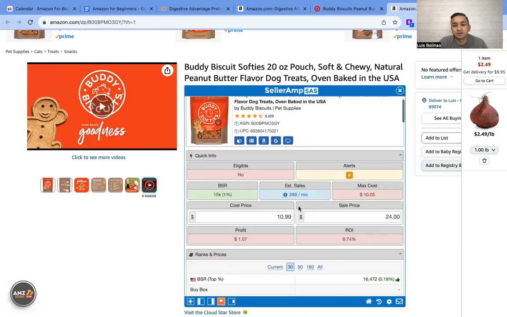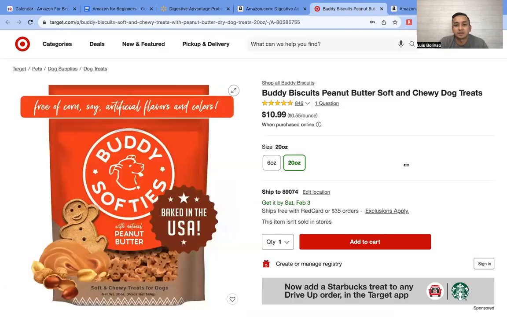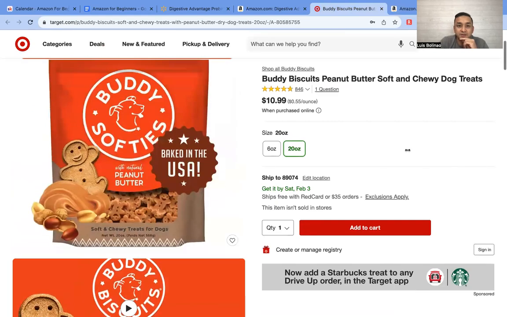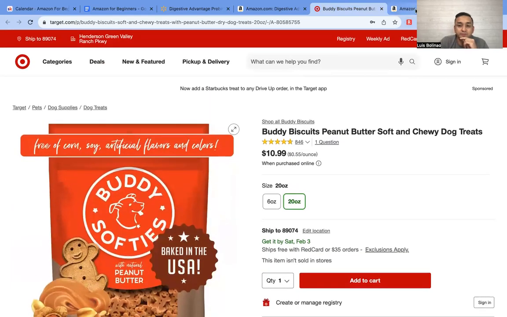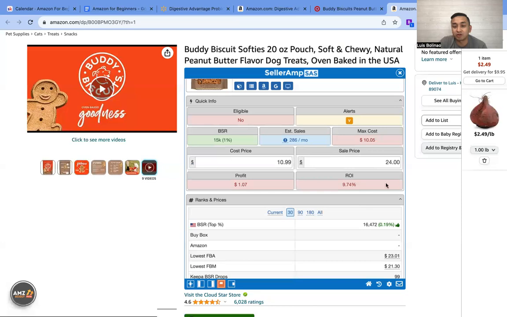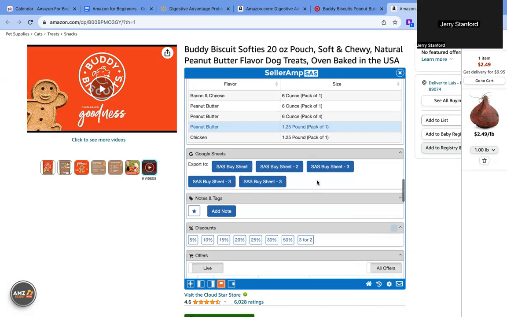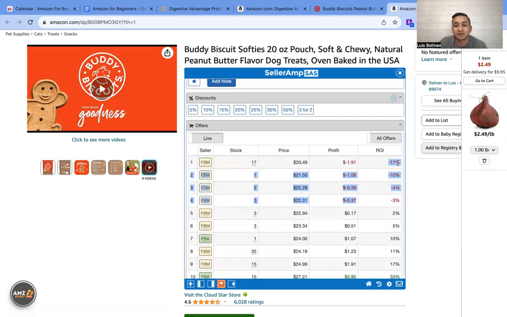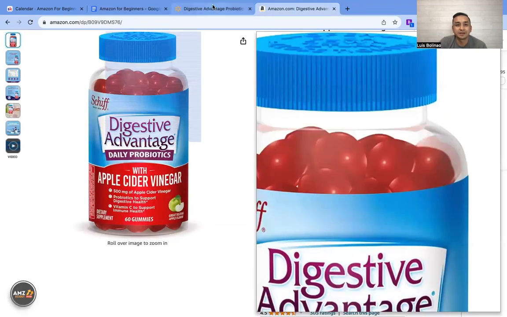Is there any sales? I don't think so. Let me see. Yeah, there's no sales for this one. So would you guys do this one? ROI is already low, right? It's below 20%. Pass. And if you look at other sellers, they're even pricing this product at a lower price, which gives you a negative ROI. So obviously this one is a skip. Yeah, this one's an obvious no. So skip this one. Next product.